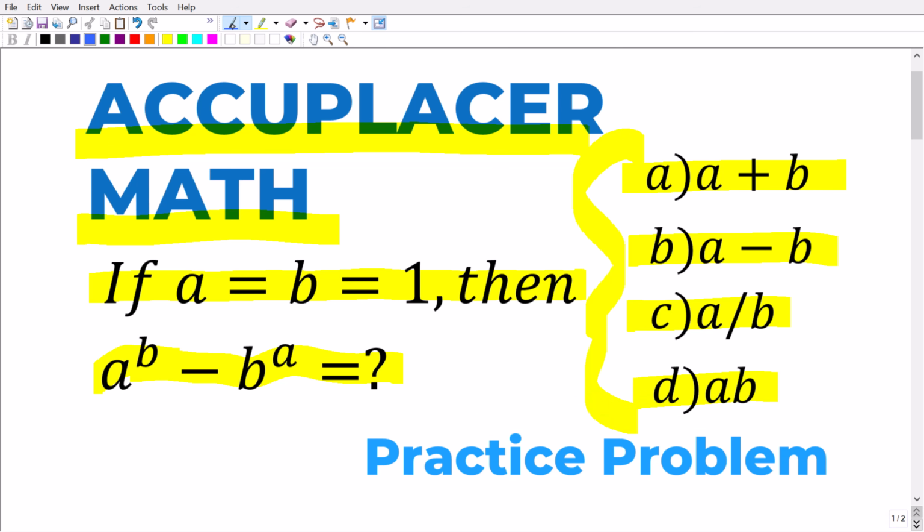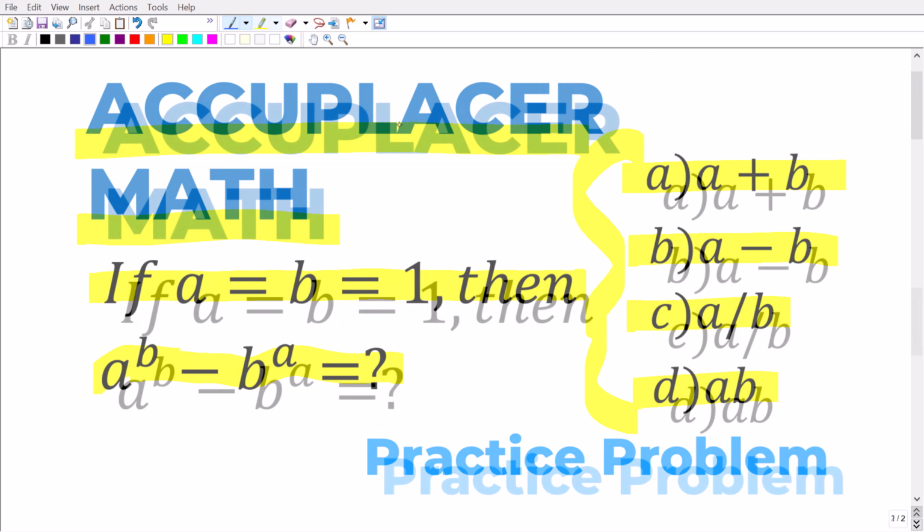Okay, so don't overcomplicate this question. That's a little bit of a hint here. And although this looks complex, it's actually very easy to answer. All right, so let's take a look at the solution right now.